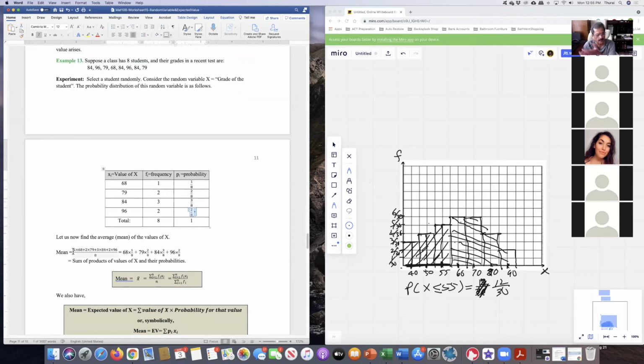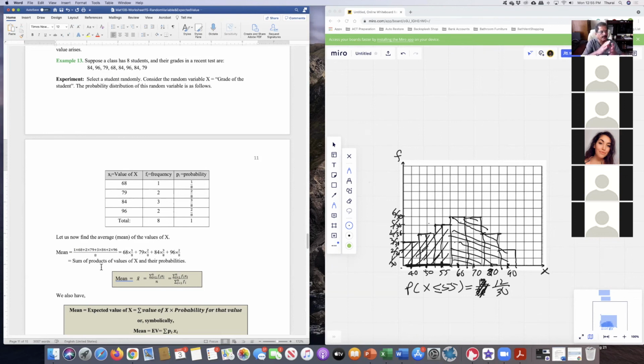Okay, now let's go to the formula of finding mean or average or expected value. These 3 names mean the same thing. It's also called mean. Okay, 68 is there 1 time, so 1 times 68, and 2 times 79, because there are 2 79s in there, plus 3 times 84, plus 2 times 96, should be added up and divided by 8. Okay, everybody agree with that, right?